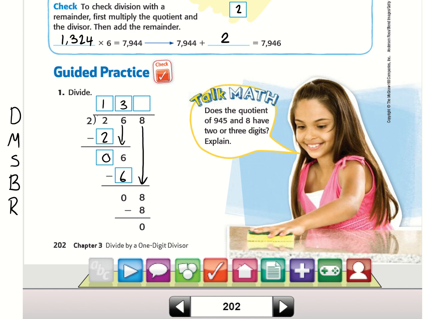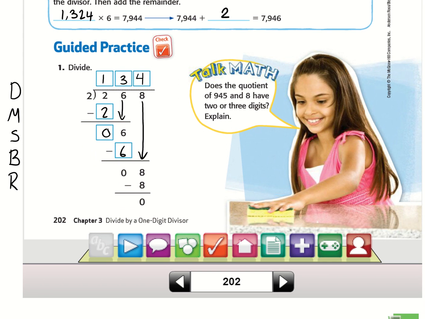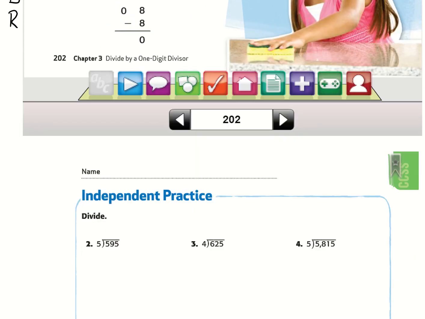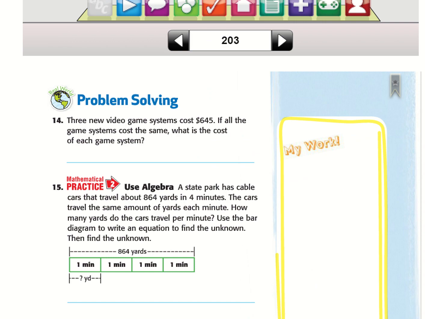Bring down the 8. 2 goes into 8. Did I say 4 earlier? I hope so. Goes in there 4 times. 4 times 2 equals 8. 8 minus 8 equals 0. So we get 134.